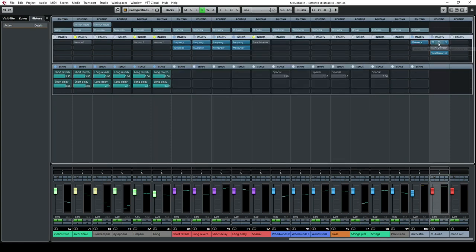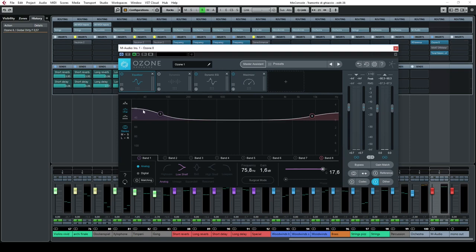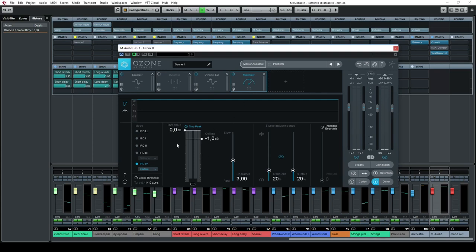And then at the end for the mastering, I have Ozone running with a very little boosting of high and low frequencies, and with some maximizer to ensure I'm reaching the -1 decibel target.